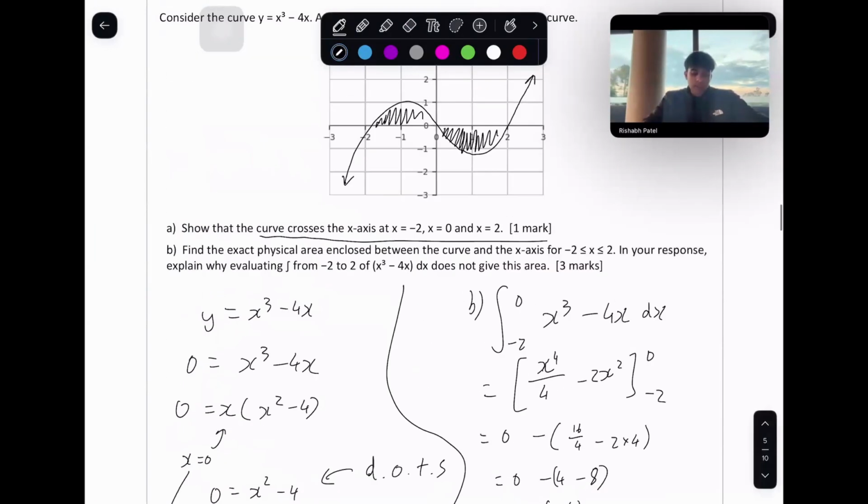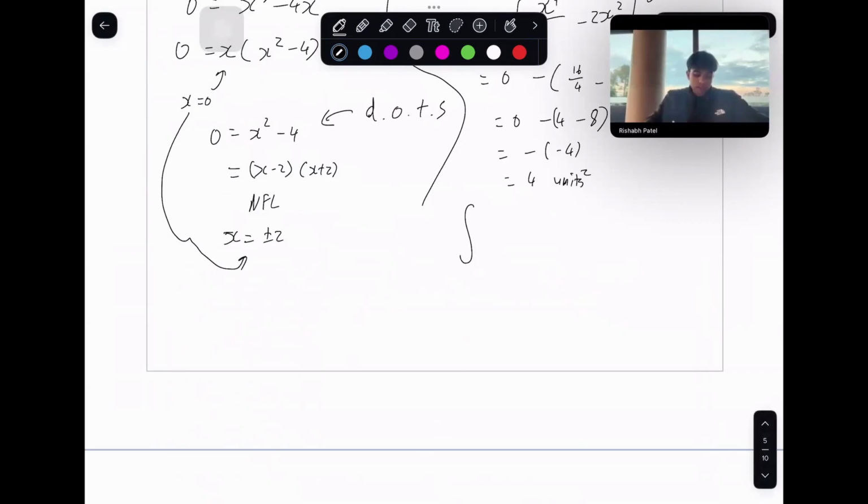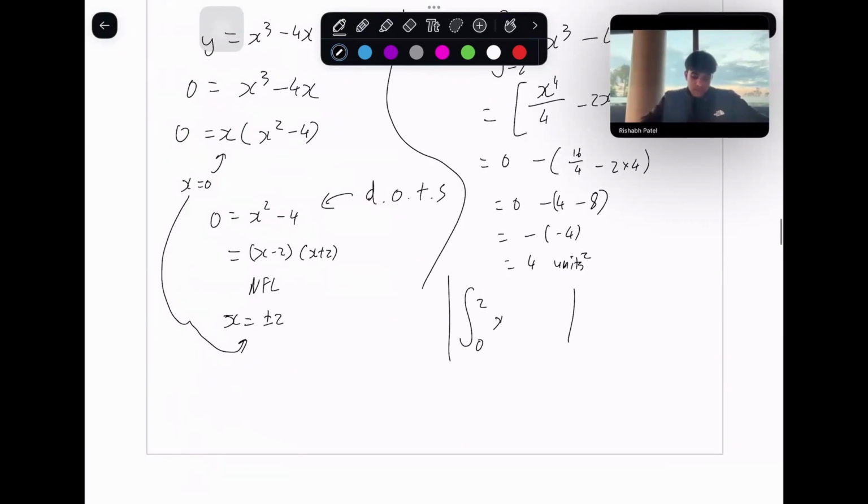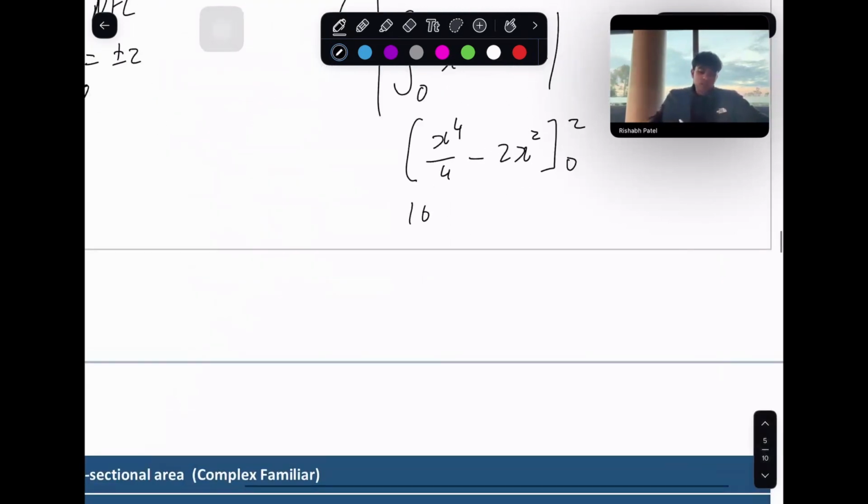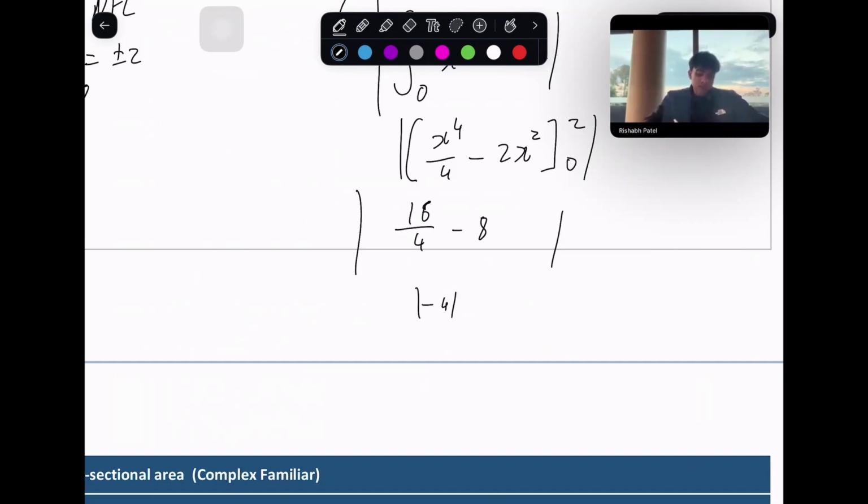Now we're going to find the other area, which is the integral from 0 to 2. We're going to take the absolute value of the same function. Integrating is going to be exactly the same, and the bounds this time are 0 and 2. Sub in 2, and you get the same values of 16 on 4 minus 8, and this whole thing is, of course, an absolute value. You end up getting the absolute value of negative 4, which is equal to 4. So now you have 4 units squared plus 4 units squared, and you end up getting 8 units squared.